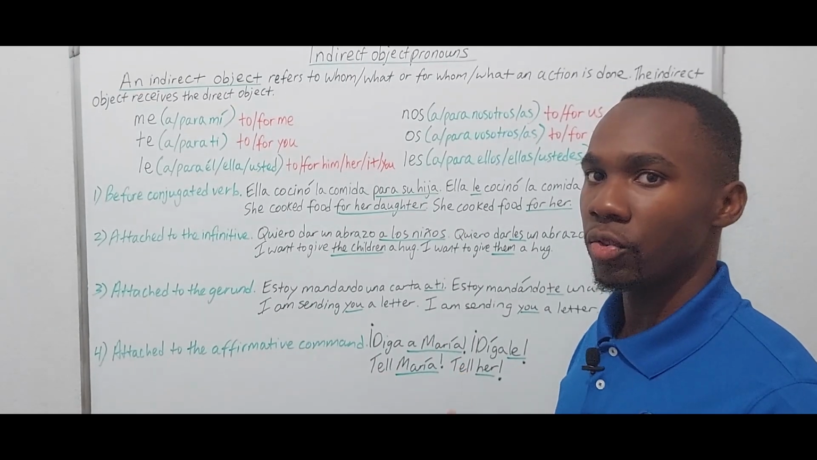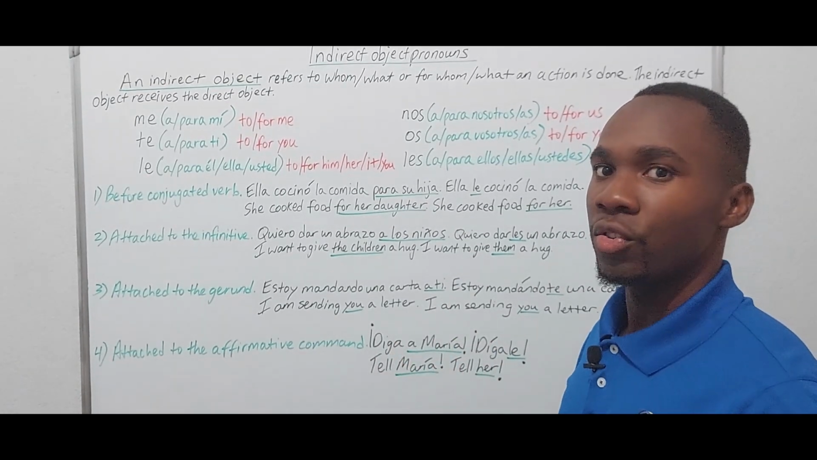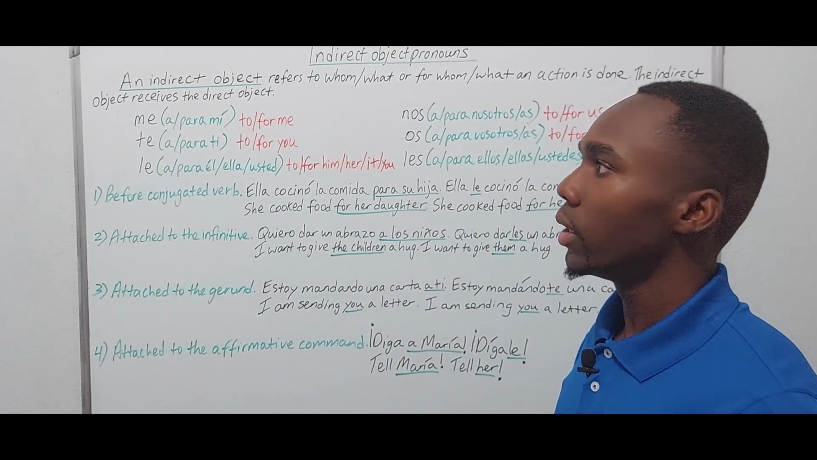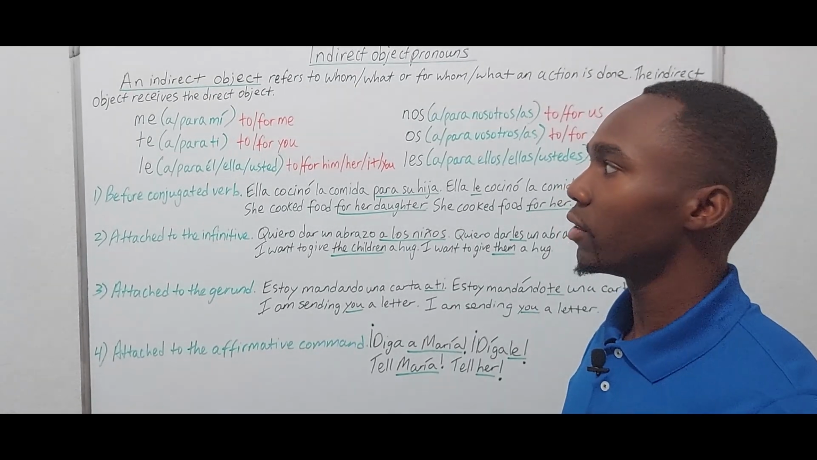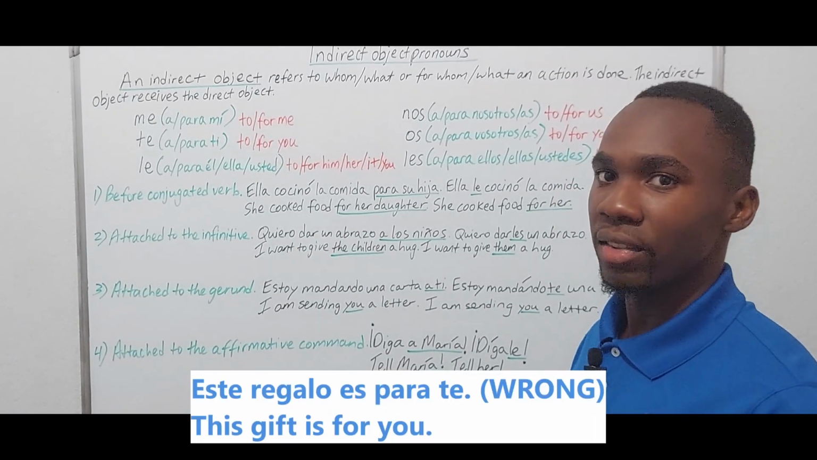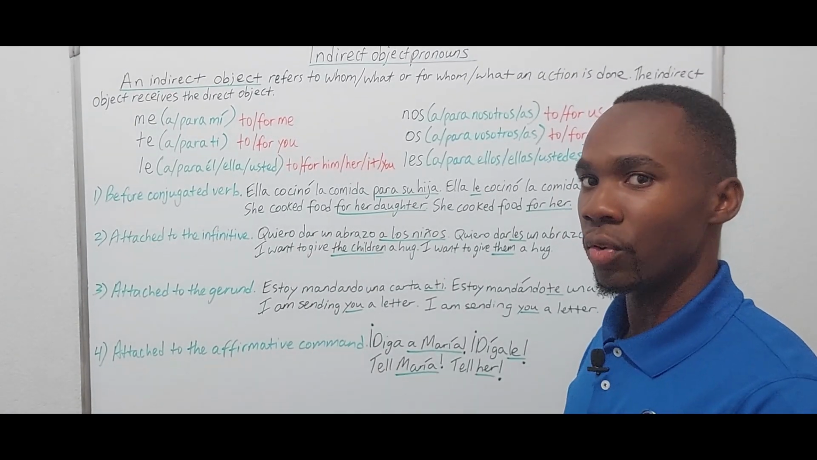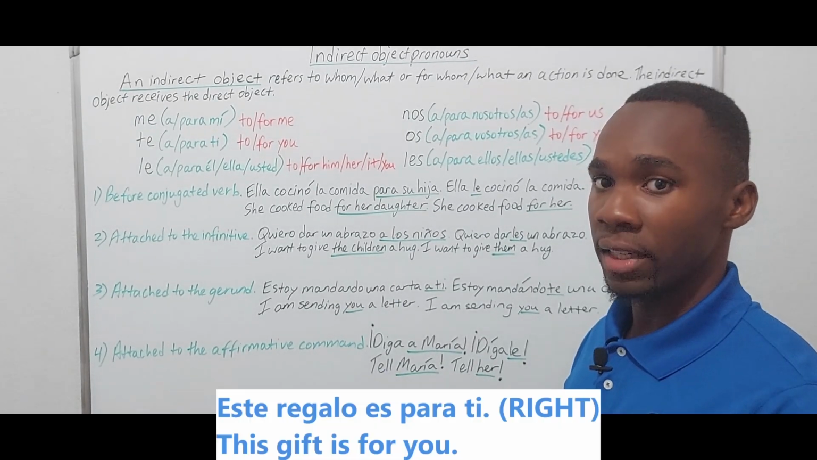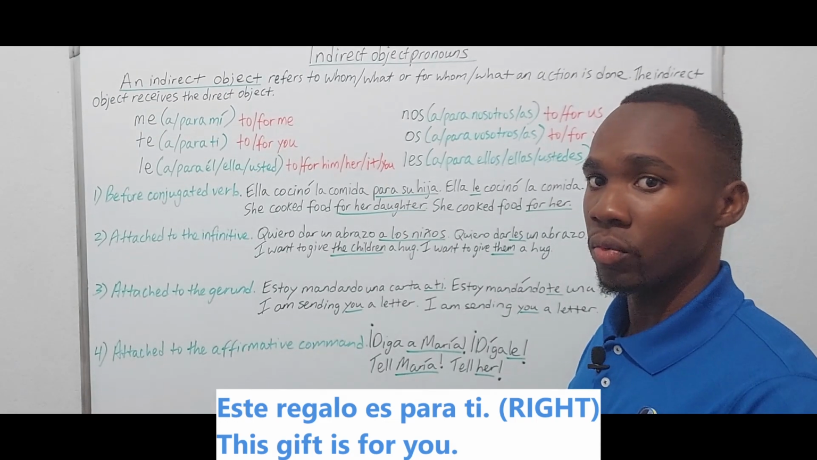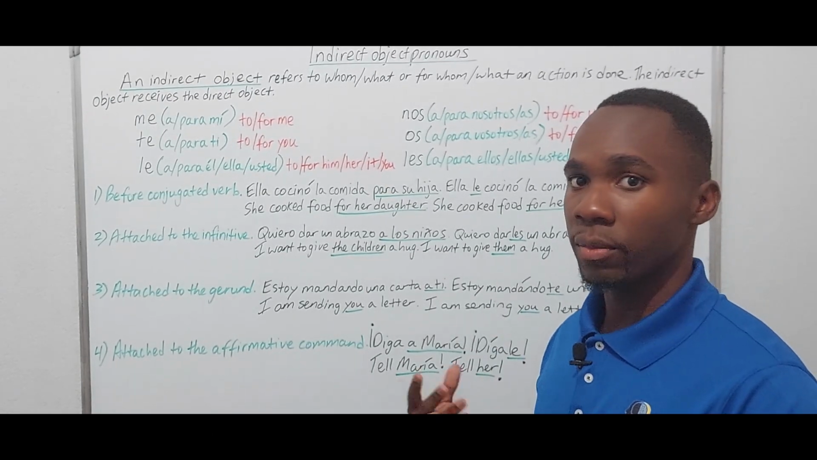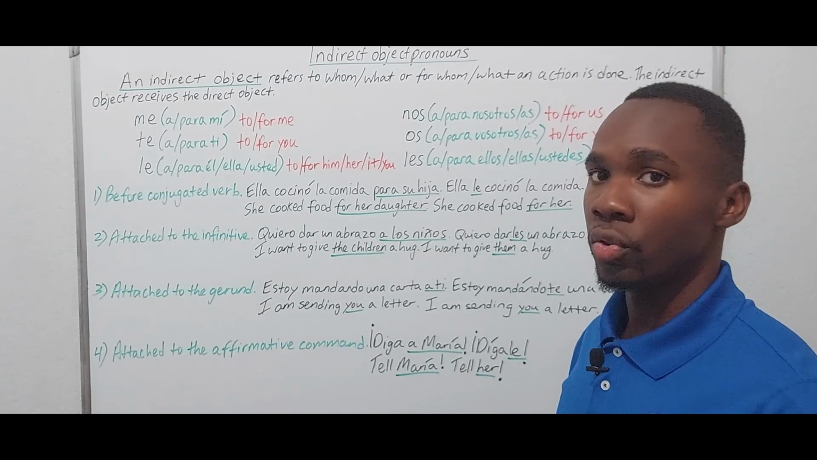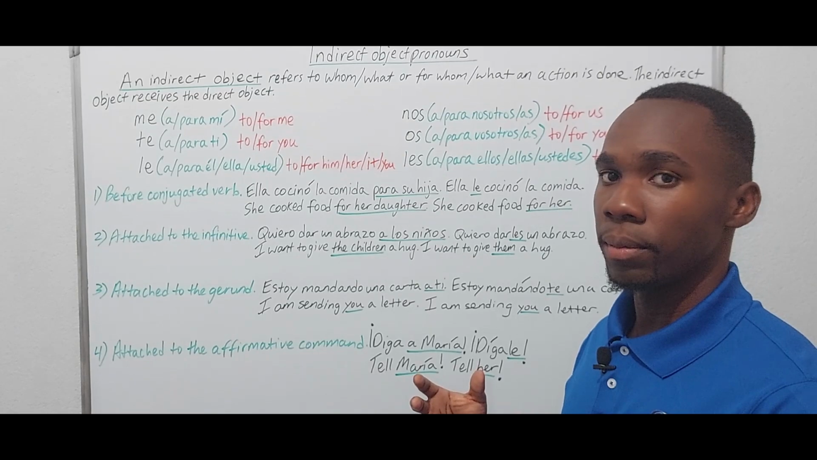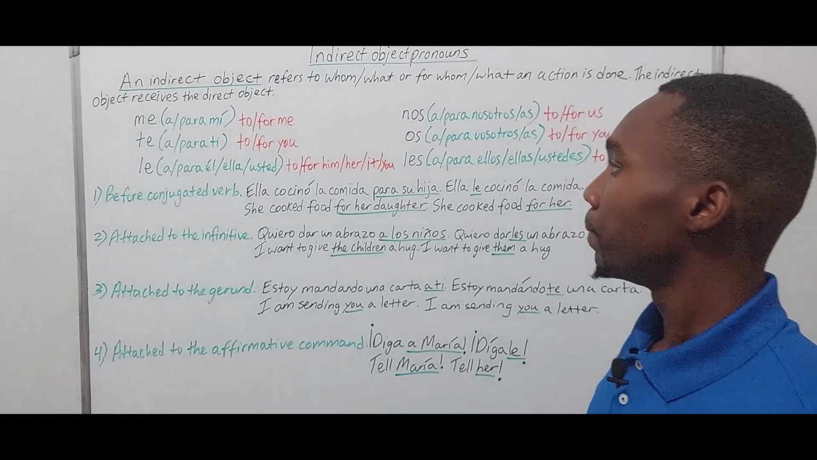Just like direct objects, you do not use these with prepositions. So I cannot say este regalo es para te to say this gift is for you. No, I would say este regalo es para ti. This gift is for you. That's how I would express that in Spanish. So we do not use indirect object pronouns with prepositions, right?